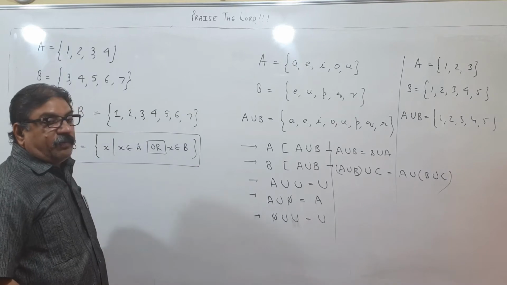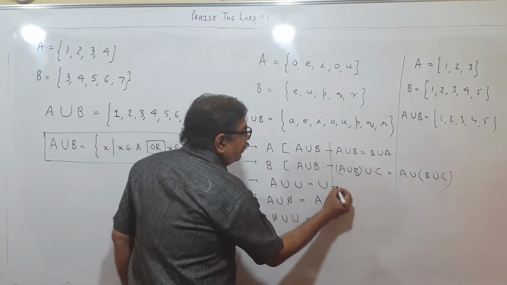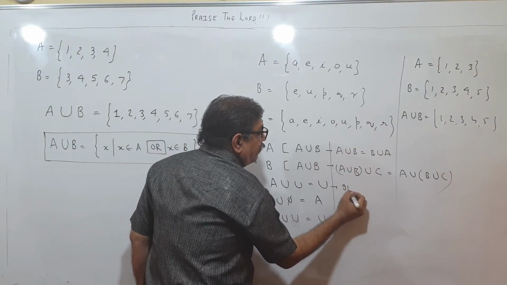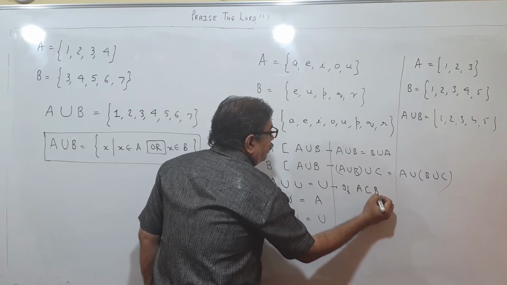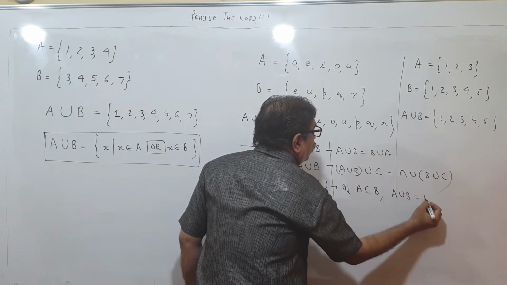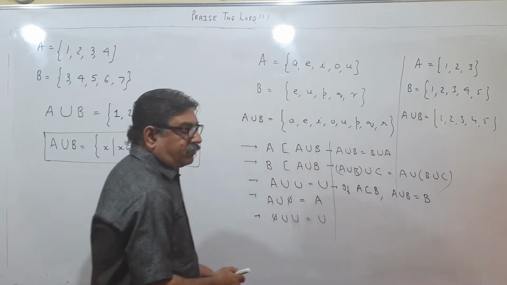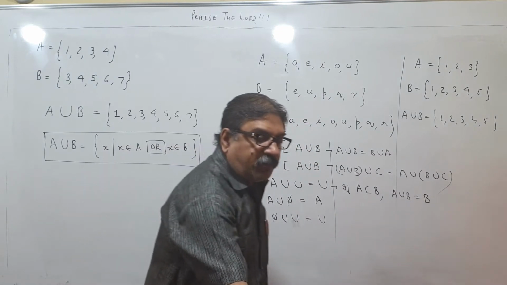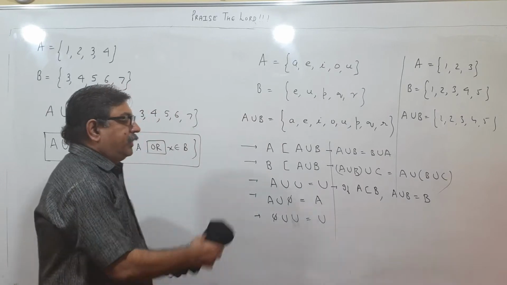So these are some properties of sets, and also we can see from there, if A is a subset of B, if A is the smaller set, then A union B will be B, the bigger set. So these are some properties of union. Please, you can copy.